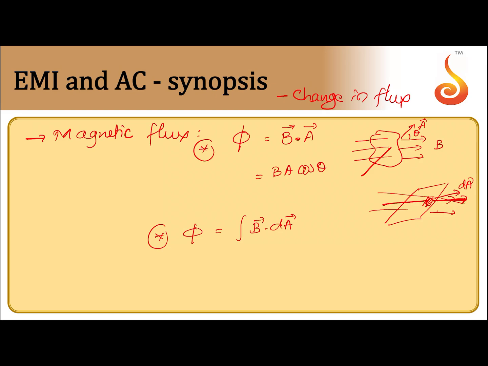In the case of a uniform field, it is simply B dot A. In the case of a non-uniform field, it is integral B dot dA. By the way, this can also be written like this, B dA cos theta.